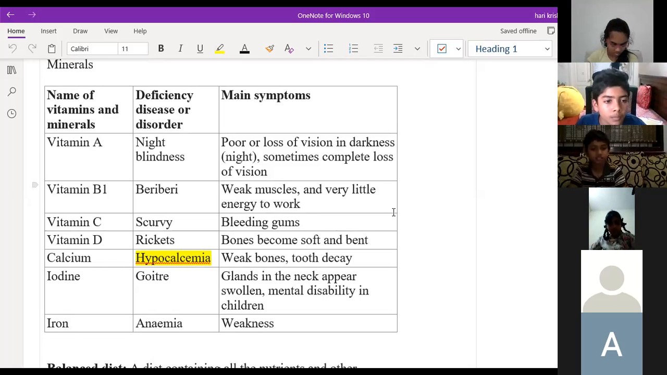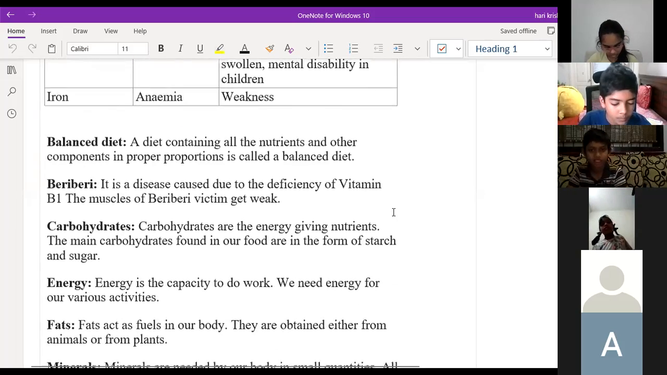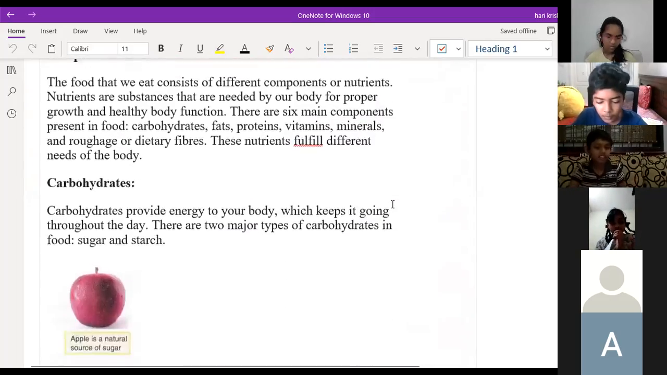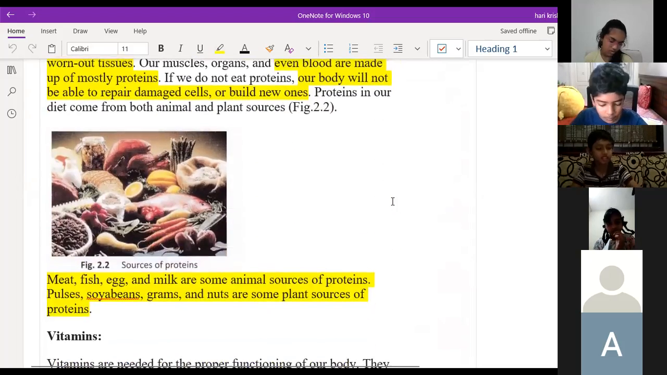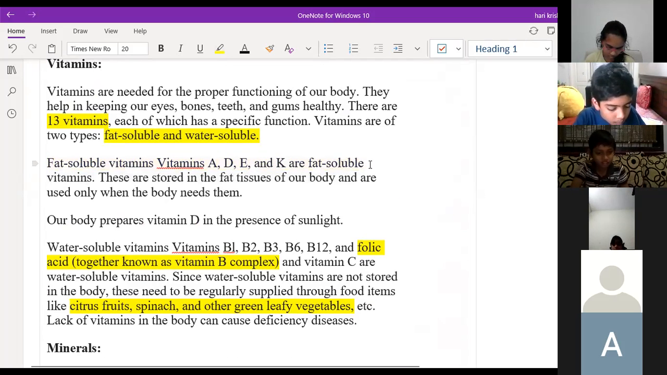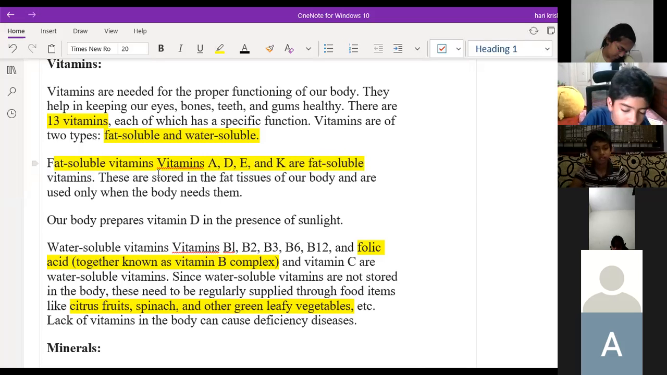Fat soluble is ADEK. Water soluble is B: B1, B2, B12. ADEK is the fat soluble, and water soluble is only B and C.